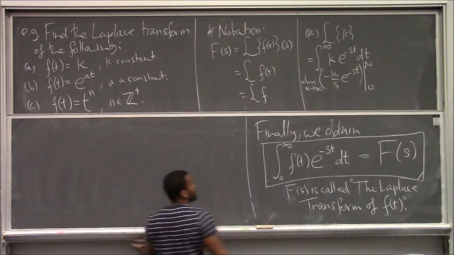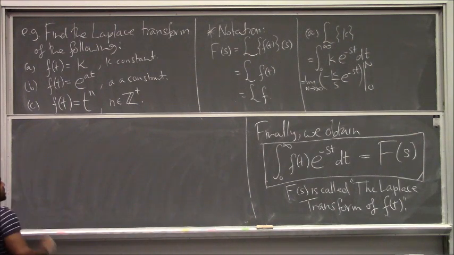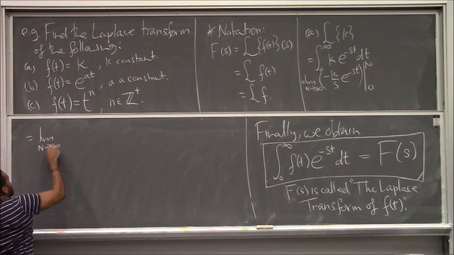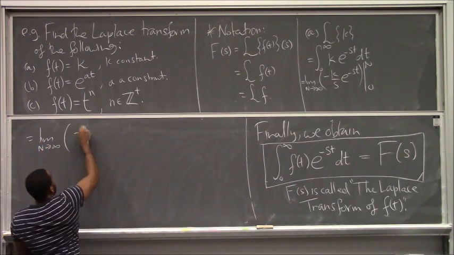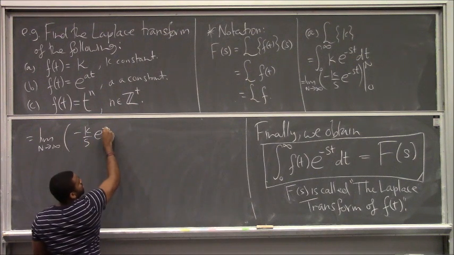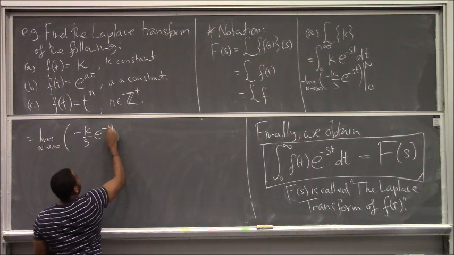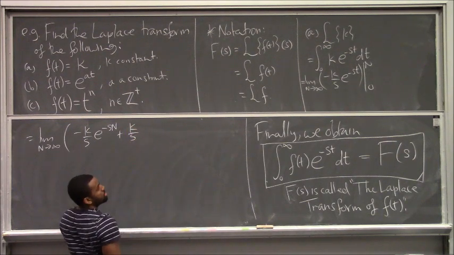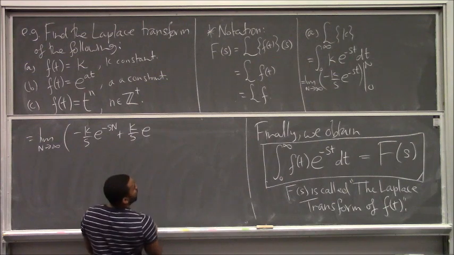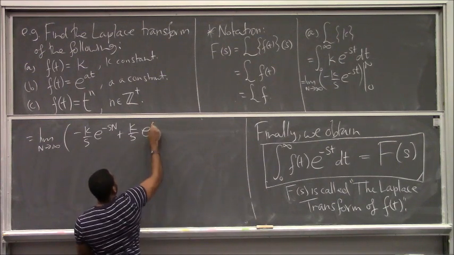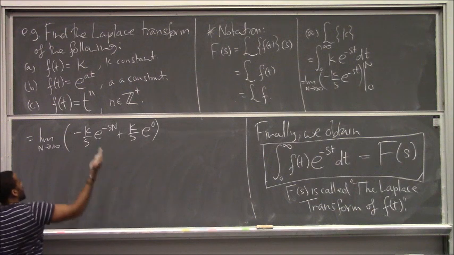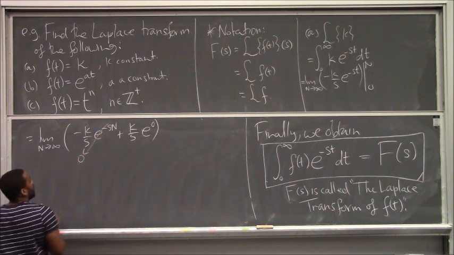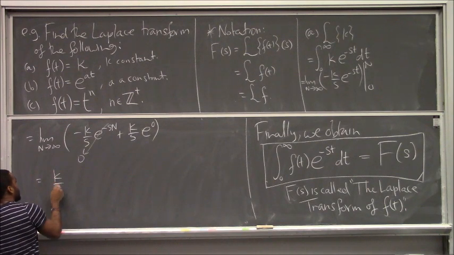So now, eventually, you're going to plug in infinity. So what you have is the limit as n approaches infinity of minus k over s e to the minus s times n plus k over s e to the 0. As n approaches infinity, what happens here? 0. That goes to 0. And so we end up with k over s.